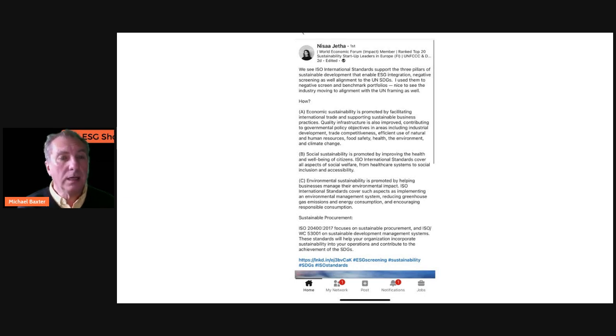And how does this work? Economic sustainability is promoted by facilitating international trade and supporting sustainable business practices. Quality infrastructure is also improved, contributing to government policy objectives in areas including industrial development, trade, competitiveness, efficient use of natural and human resources, food safety, health, the environment, and climate change.